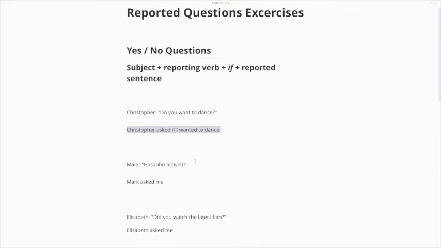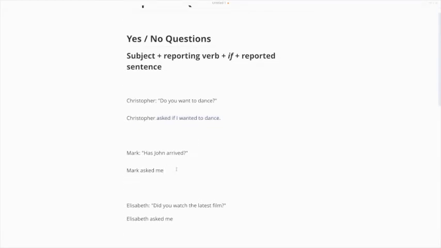Just the same. It's already halfway done, so we're just going to complete it. Now, in this case, Mark is talking. Mark said, has John arrived? It's a yes or no question. Yes, he has, or no, he hasn't. So we're going to use this same grammar structure. So we already have it.